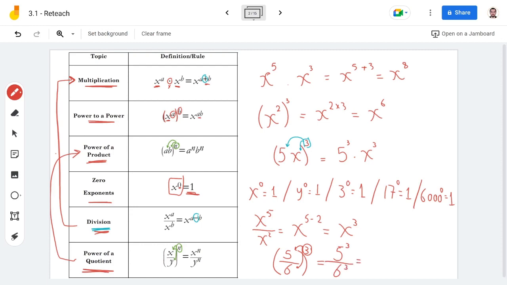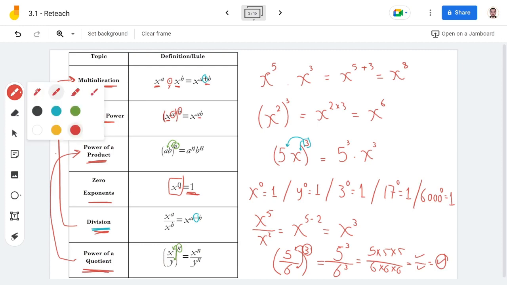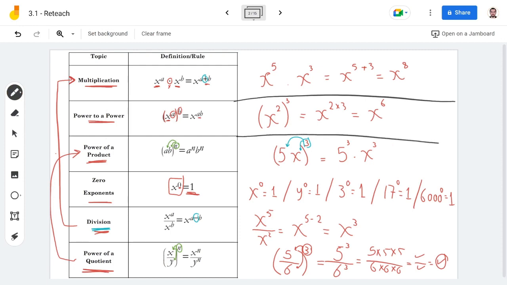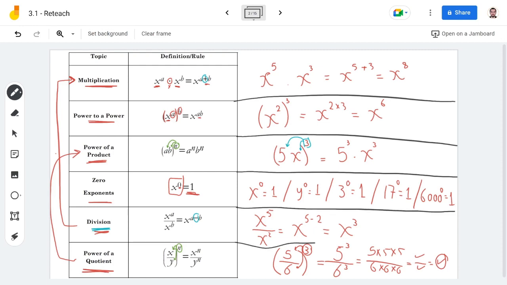You can still simplify this, which is 5 times 5 times 5, and do the same thing, 6 times 6 times 6. You get the answers, divide them, and you get the final answer. Okay, clear? Now I hope these rules are clear to you. Actually, I just give these rules in this lesson as a warm-up, to turn on your brain. I need your brain to work with some rules like this.